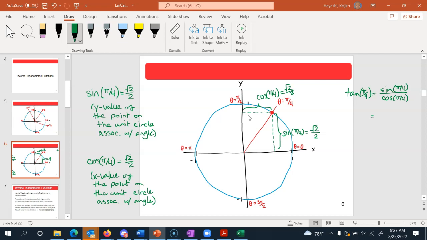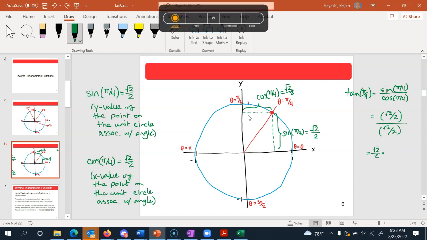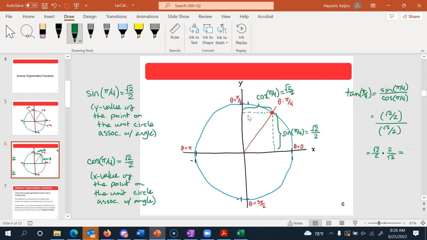Okay. So in this case, we know that the sine of pi over 4 is square root of 2 over 2. We know that the cosine is also square root of 2 over 2. Anything divided by itself is 1. So the tangent is 1. Although you could certainly go through the trouble of, whenever you're dividing fractions, you keep the top fraction the same, flip the bottom one, and change it to a multiplication instead. Instead of dividing by a fraction, multiply by its reciprocal. But either way, you get 1.